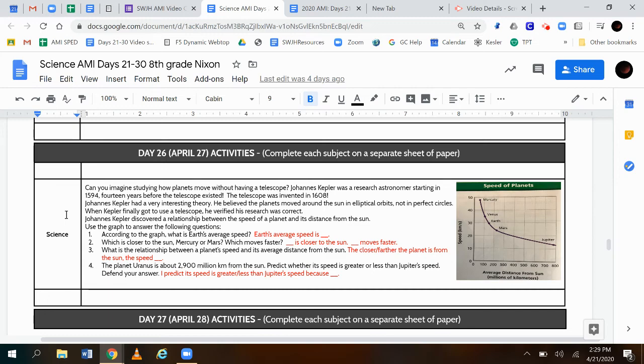Johann Kepler discovered a relationship between the speed of a planet and its distance from the sun. Use the graph to answer the following questions. Okay, you're all set. This is all you need to answer all these questions.